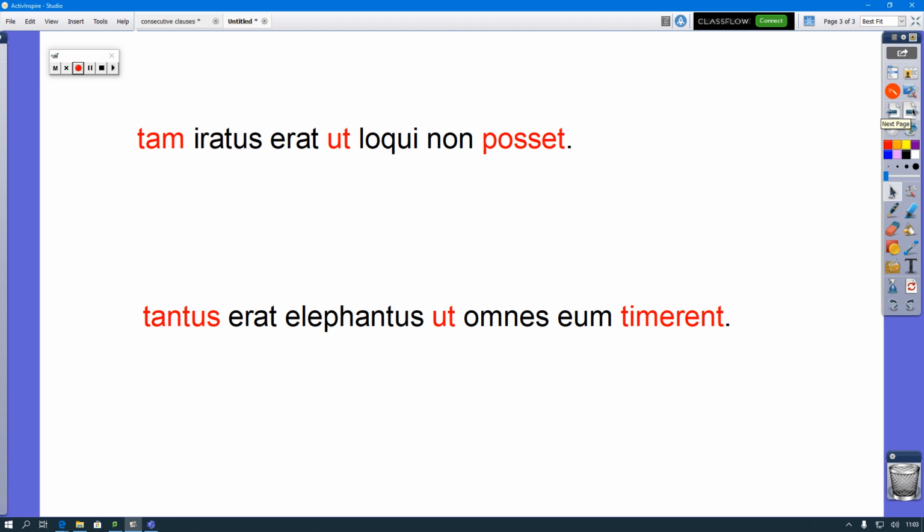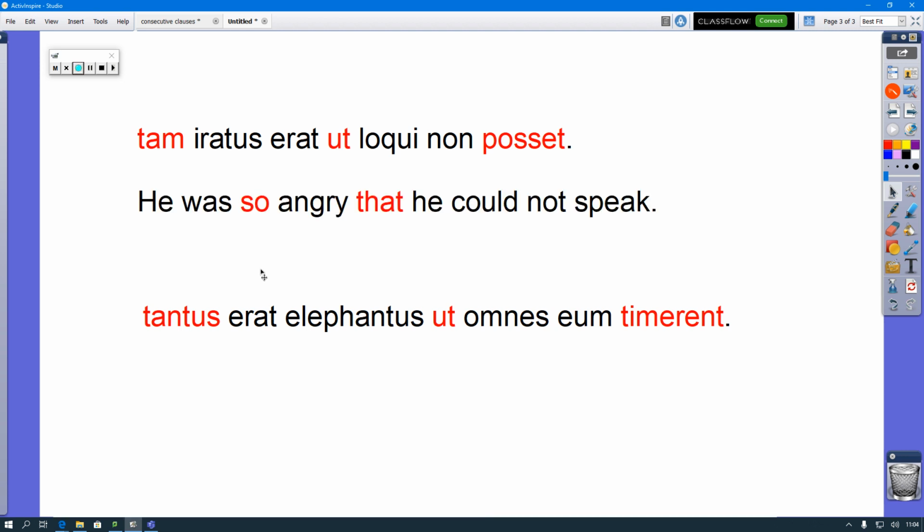Tam iratus erat ut loqui non posset. So my tam word at the beginning, "so", and I have ut and a subjunctive. Tam iratus erat: he was so angry. Ut, that he could not speak. He was not able to speak. Remember, loqui is that funny condensed present infinitive. He was so angry that he could not speak. The tam tells me straight away that I have a consecutive clause, and I don't translate it as "so that". I translate it as "so" at the beginning of a sentence and then "that" for the ut.